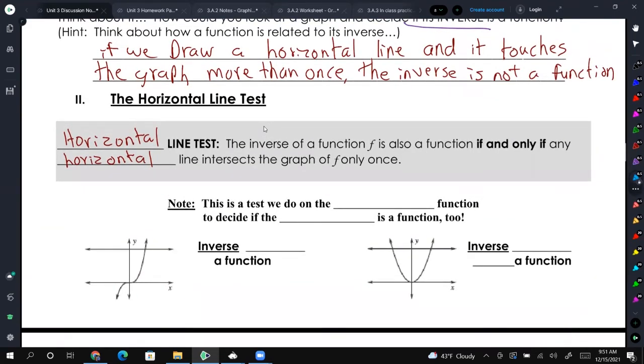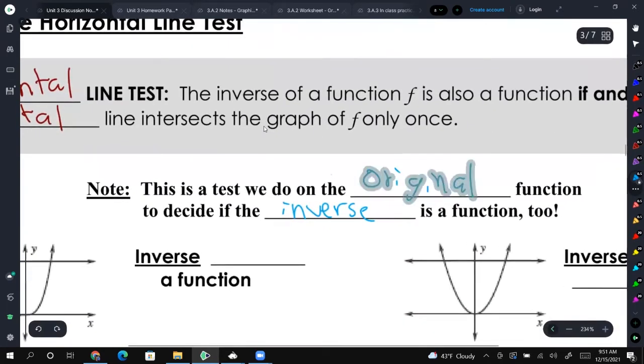So this is a test that we do on the original function to decide if the inverse is a function too. Original and inverse.